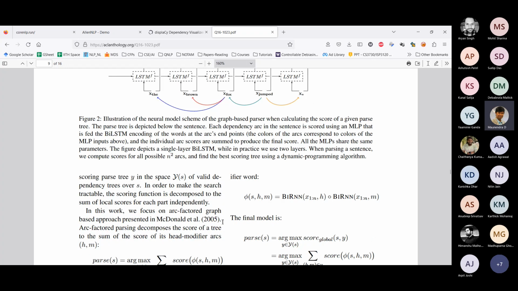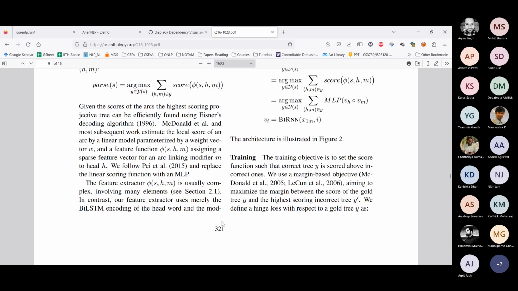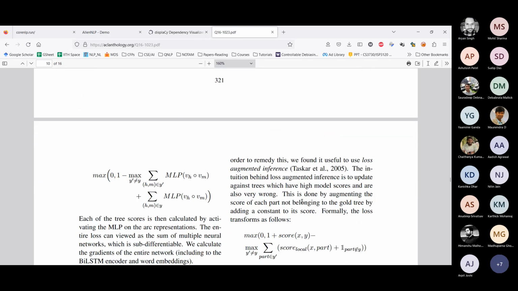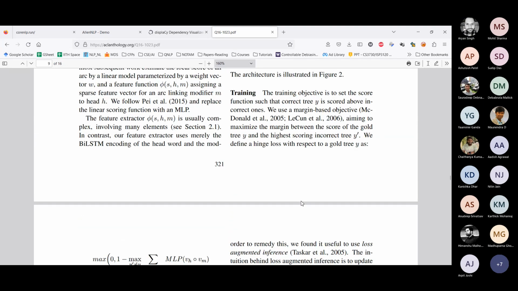Let's see what they have used. The training objective is to set the score function such that the correct tree y is scored above incorrect ones. So it's a margin-based objective, aiming to maximize the margin between the score of the gold tree y and the highest scoring incorrect tree y prime. So this is a bit like contrastive loss. Margin loss.